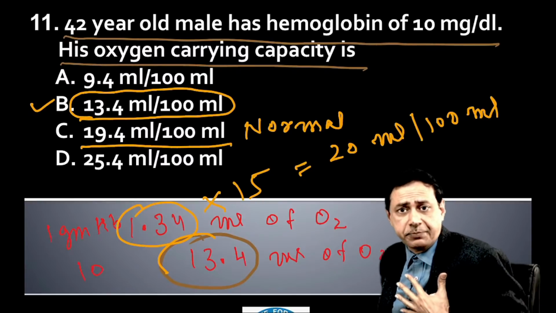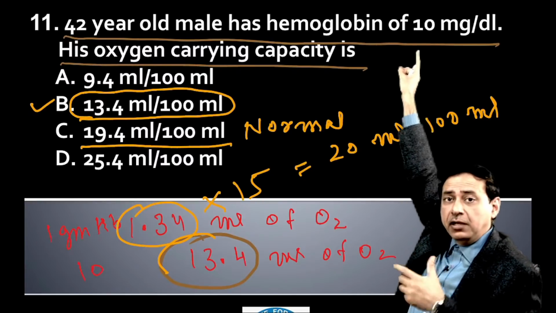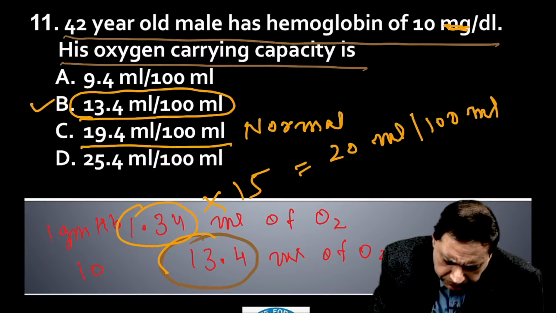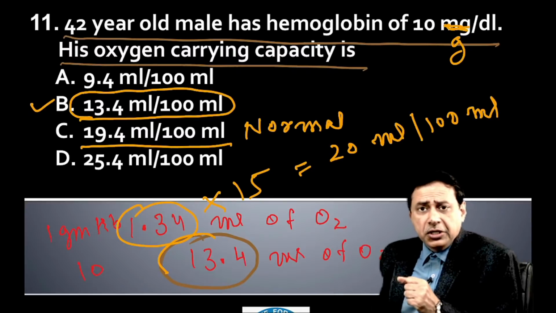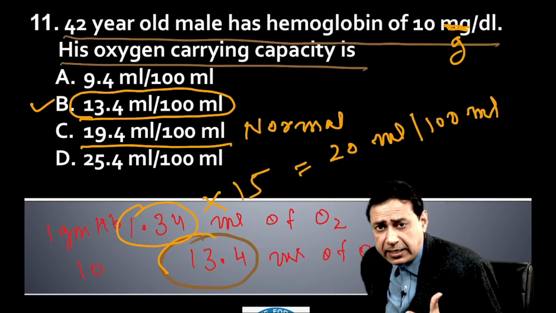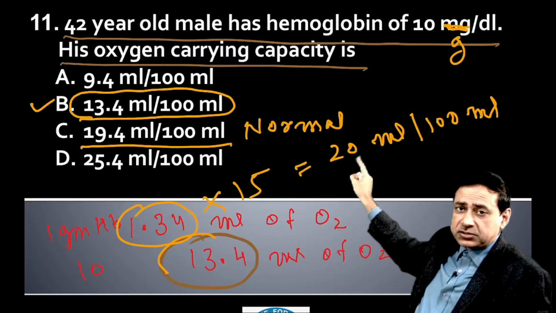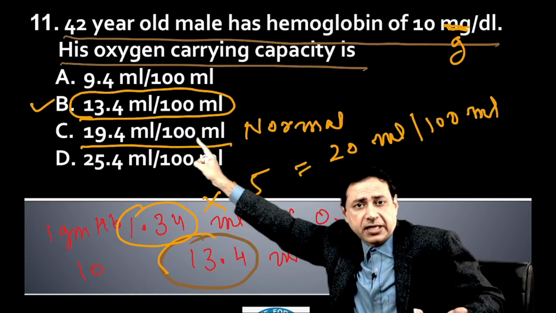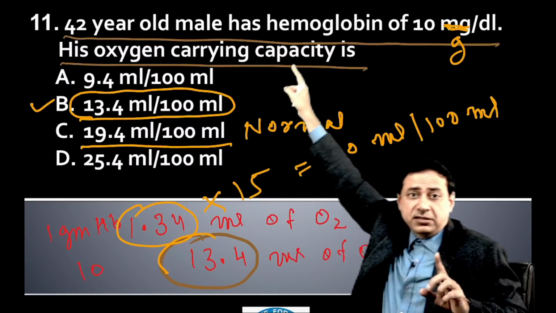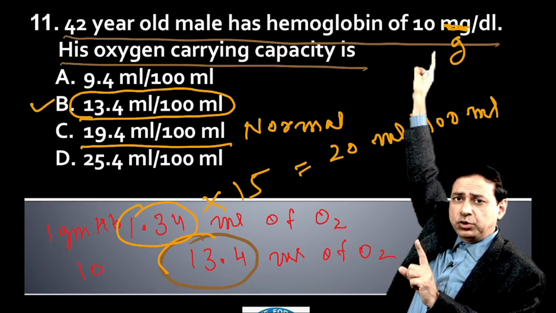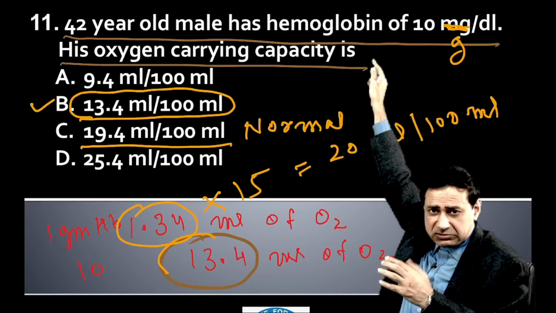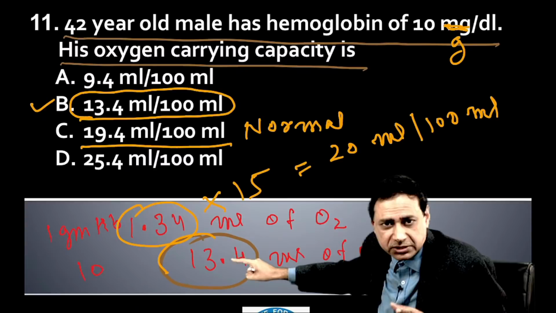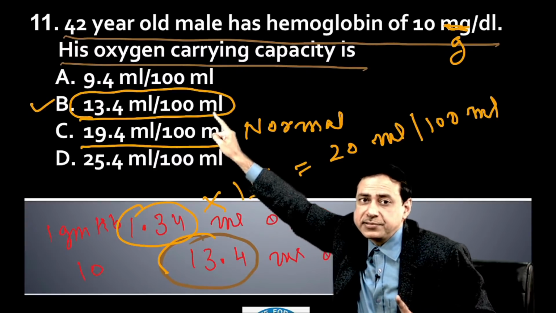Normally my oxygen carrying capacity, if my hemoglobin is 15 gram per dl, not milligram, gram per dl, which is normal, then my oxygen carrying capacity will be 20 ml per 100 ml. This may be the answer in that case. But in this 42-year-old male, because hemoglobin is 10, his oxygen carrying capacity will definitely be less than that. It will be 13.4. This is the answer in this case.